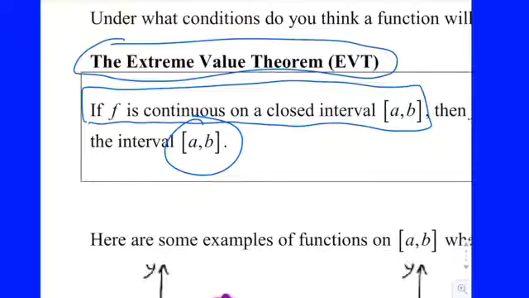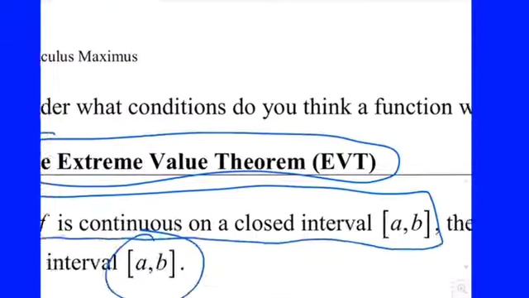Could it occur more than once? Yes. Could it actually be the same value? Yeah, in that weird horizontal case. Good. And notice this theorem doesn't really tell you where they occur. It's just an existence theorem. Hey, continuous on a closed interval? Yeah, you're going to have both the max and the min. Find them, good luck. I can't tell you that.